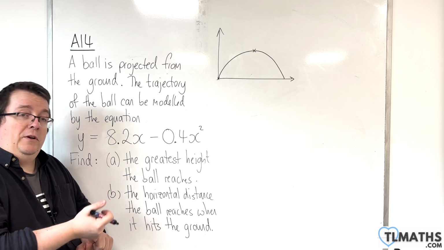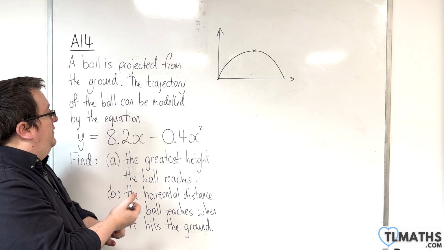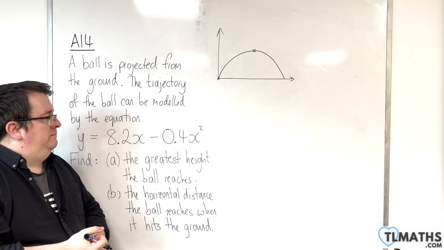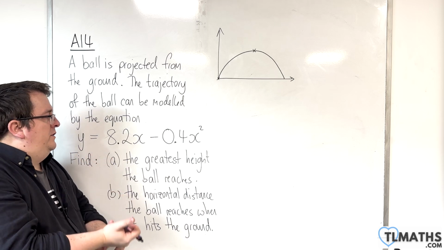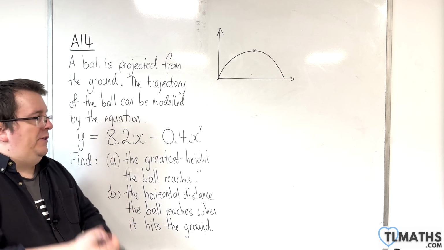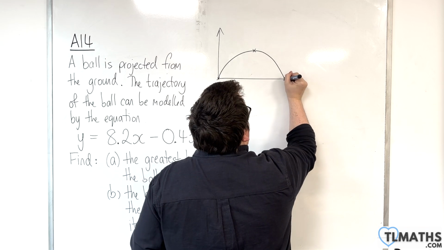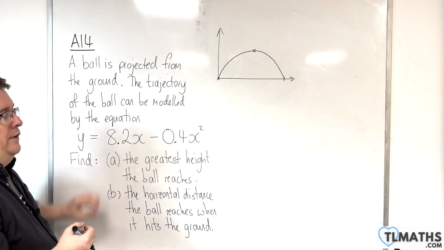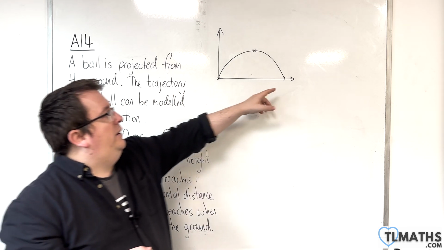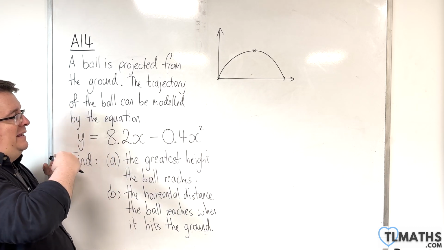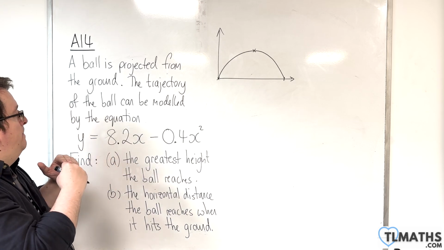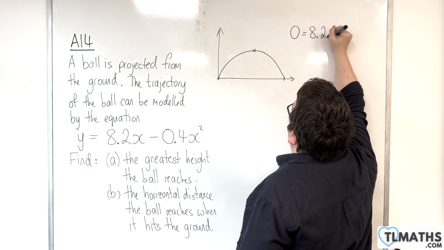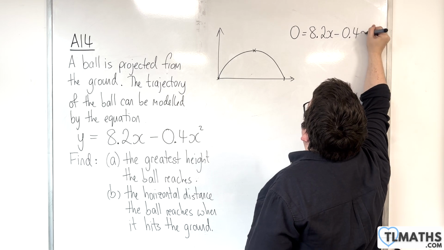Alternatively, we could use completing the square. Completing the square with this is a little bit nasty, so I think we'll leave that one out as well. The third method is to use the symmetry, where I work out the point there by solving this quadratic equation, because that point is where y is 0, as it's hitting the x-axis there. So if we consider 0 equals 8.2x take away 0.4x squared.